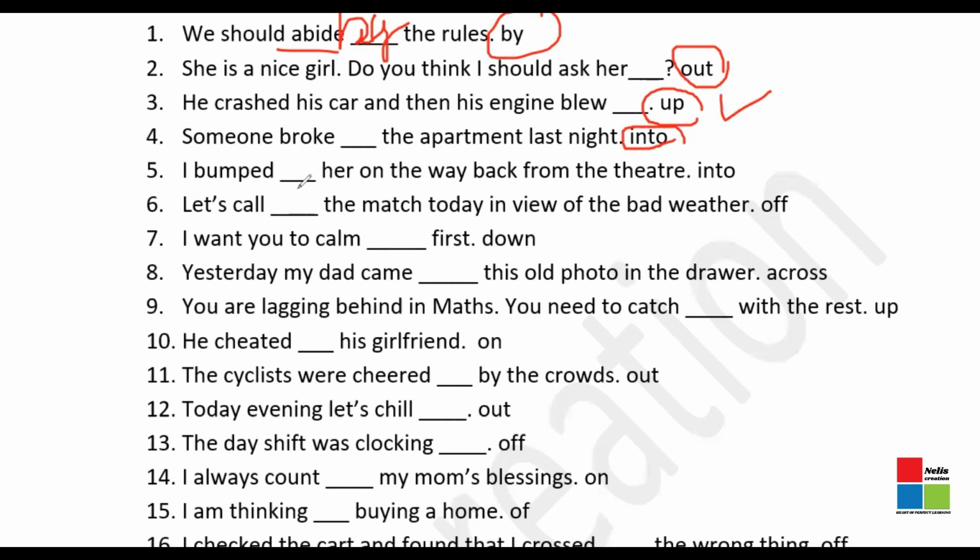I bumped dash her on the way back from the theater. Again here, the preposition will be into. I bumped into her. Accidentally, you meet somebody who you probably didn't expect that you will meet, but you accidentally meet this person. So here also it will be into.